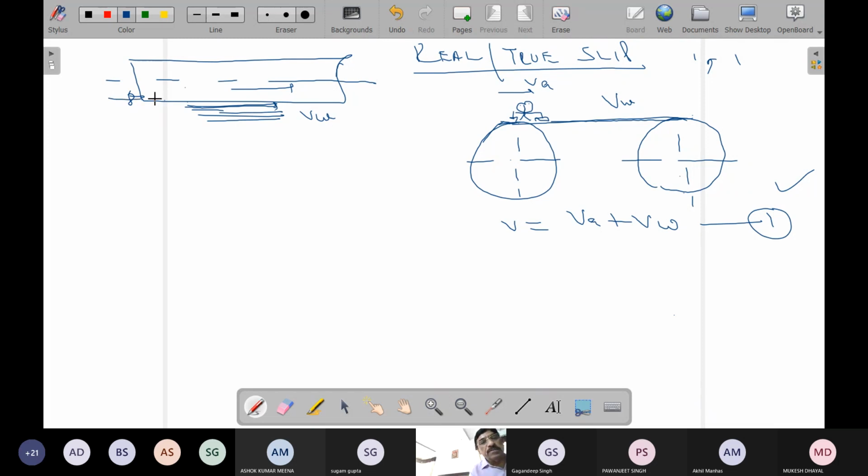The propeller, which is behind, when it enters this wake, provides a speed with reference to the wake, and that speed is VA. This VA is called the speed of advance. Therefore, eventually the vessel speed over ground is the sum of speed of advance plus wake speed.